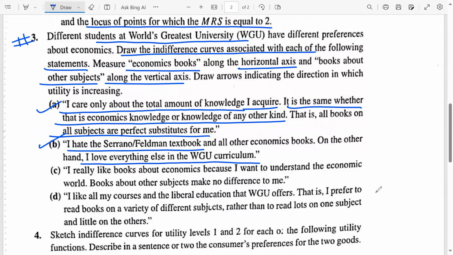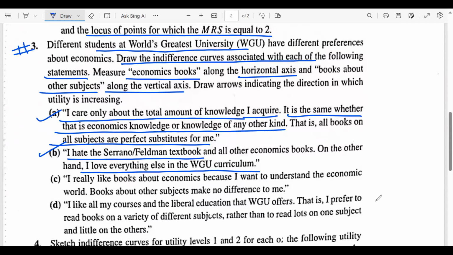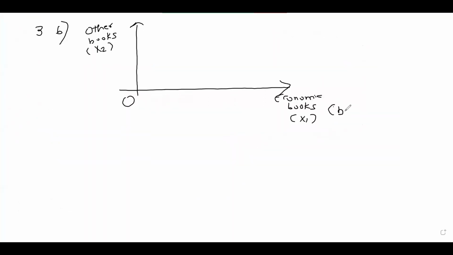Okay, so the student hates economics textbooks but loves other books. So I can say that for part B, for this particular student, economic books is a bad and other books is a good. So recall from my lectures on preferences and utility, when you measure the bad on the horizontal axis and good on the vertical axis, your indifference curves are upward sloping convex.